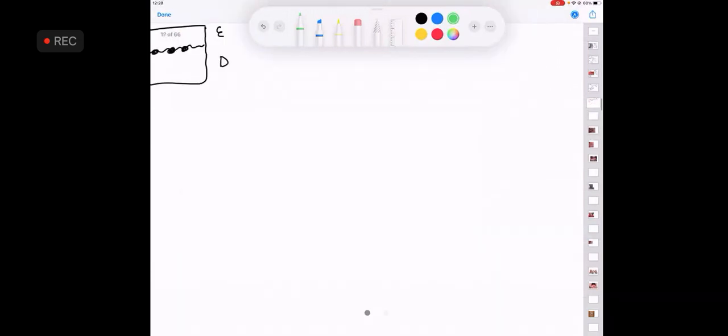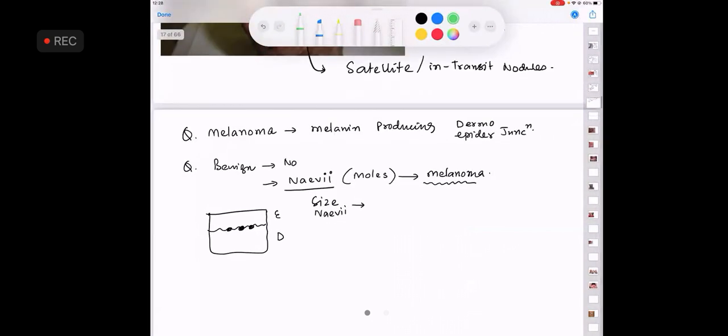So the only point that you are required to know is that the size of the nevus greater than 15 centimeter is called a giant melanocytic nevus. Good. Not the melanoma. Melanocytic nevus.